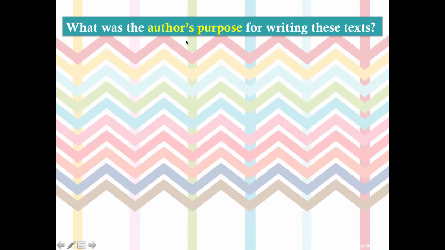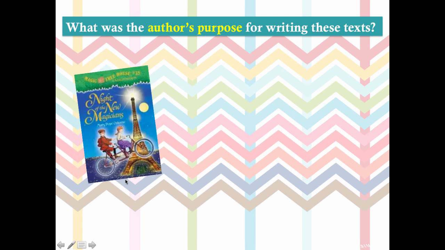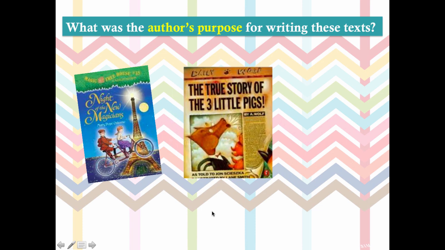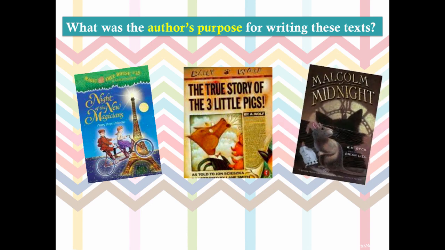What was the author's purpose for writing these texts? We've got a Magic Tree House book. We've got The True Story of the Three Little Pigs, written by A. Wolf. And we've got Malcolm at Midnight. Okay, so we've got three books here. I want you to pause the video, think about P.I.E, and see if you can remember what the author's purpose is for writing these types of books. Pause the video now.